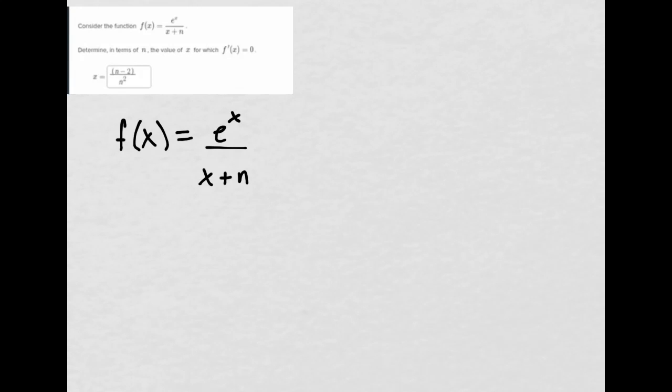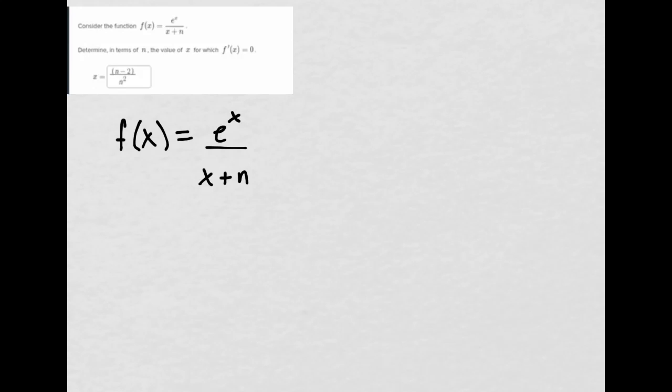All right, let me see if I got this right. This is your answer, I'm assuming. So I ignored all the hints. I'm just going to try and do this. So if we're taking, well, actually, what does it say? It says determine in terms of n. So n is going to be in our answer. Determine the value of x for which f prime of x equals 0.